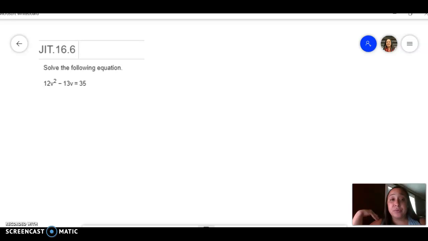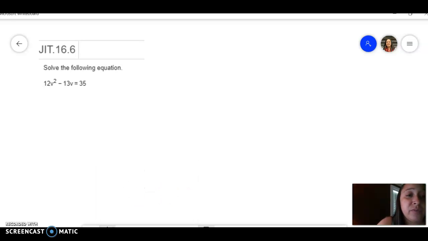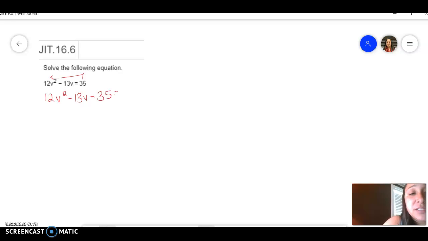So what I would do is rewrite this equation so that it has zero on one side of the equation. So I'm going to change my pen color to red. Give me just a minute. And I am going to move this 35 to the left of that equal sign, which would give me 12v squared minus 13v minus 35 is equal to 0.